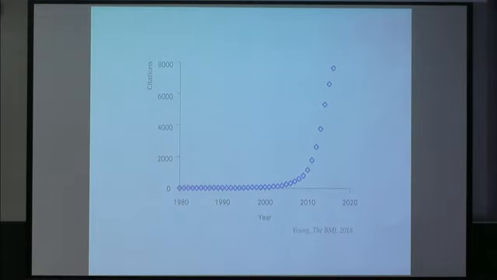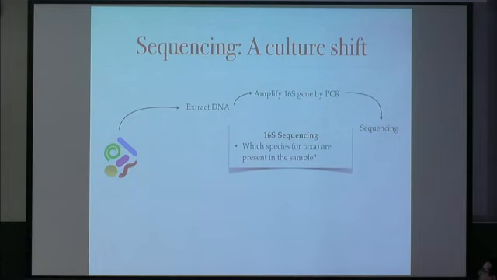This is the result of a semi-rigorous systematic review of the literature, and if you look at the number of citations in high-quality journals for microbiome-related terms, they've gone up dramatically in the last 10 years. So it's an emerging area in biology. So what made possible this microbiome revolution? Well, it's the development of very cheap DNA sequencing technologies.